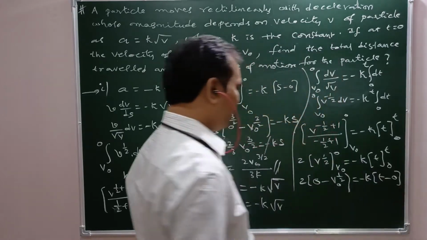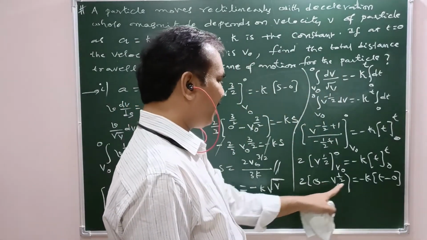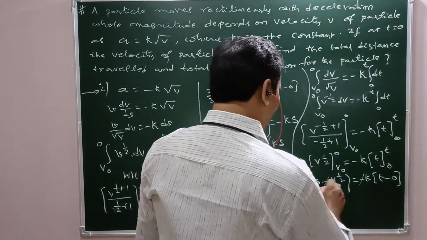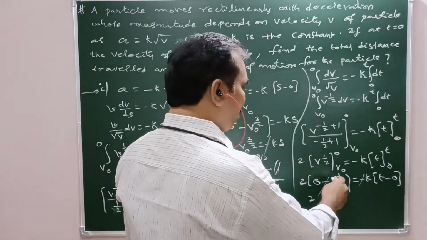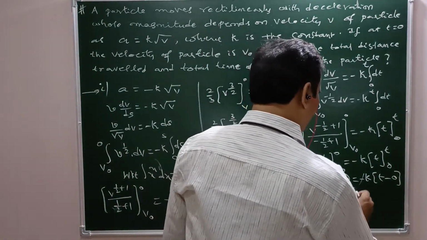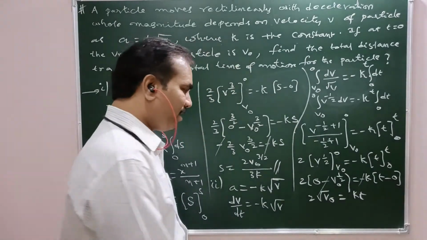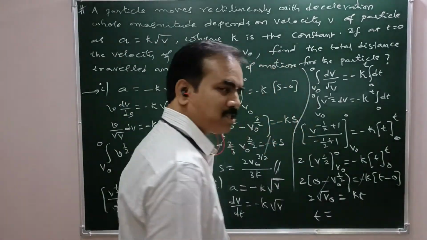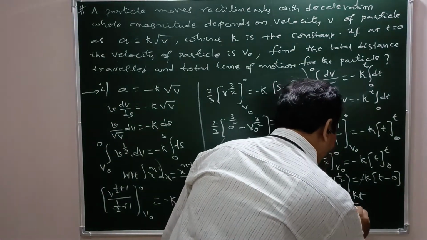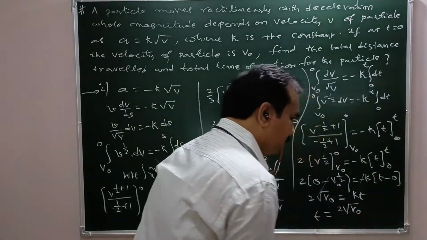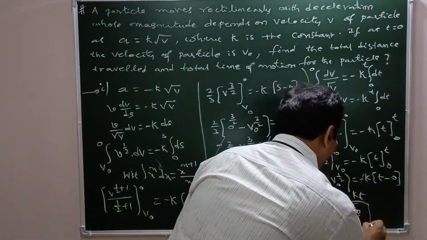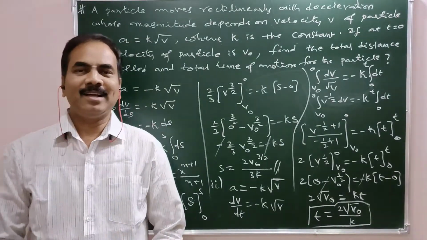t minus 0. Now here minus is there, here also minus is there. The minus signs cancel, and we are left with 2 v0 power half, which means root v0, so 2 root v0 equal to k into t. What is t? t is the time taken by the particle to come to rest. So t equal to 2 root v0 by k. This is the total time taken to come to rest.